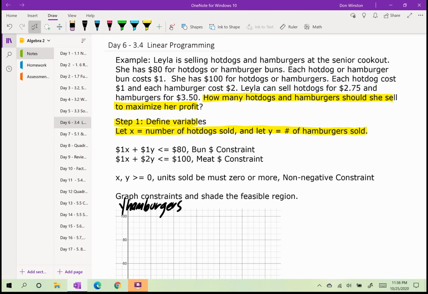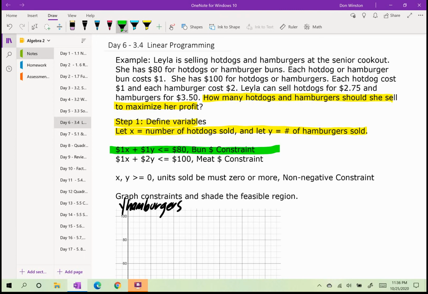So here I've defined the variables. I said let x equal the number of hot dogs and let y equal the number of hamburgers sold. And now we have two constraints. One constraint is she only has so much money to buy buns. Each hot dog bun costs $1 and each hamburger bun costs $1. So x plus y must be less than or equal to 80. She only has $80 to spend on buns.